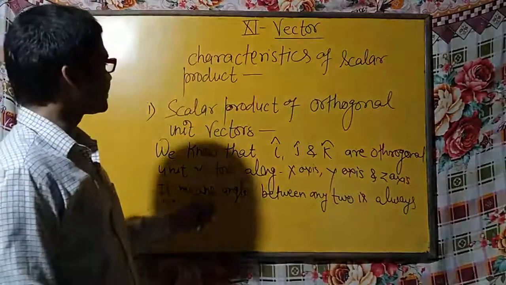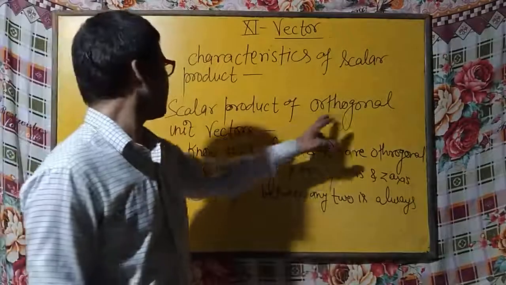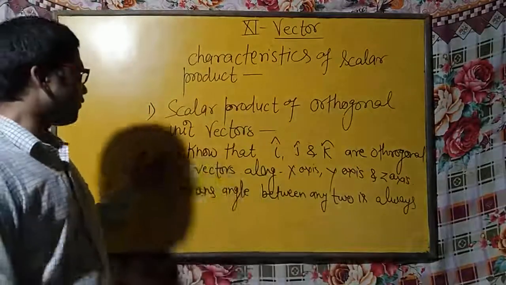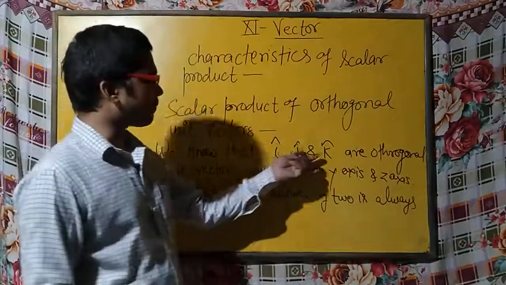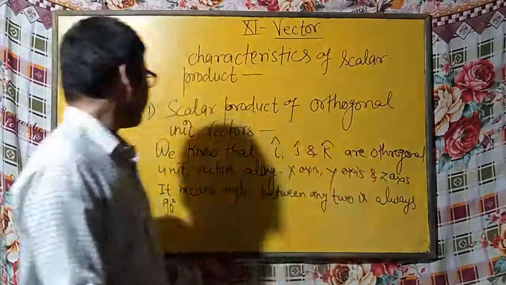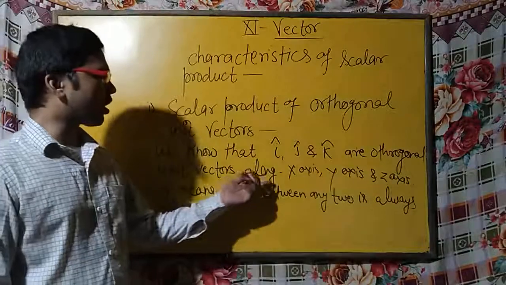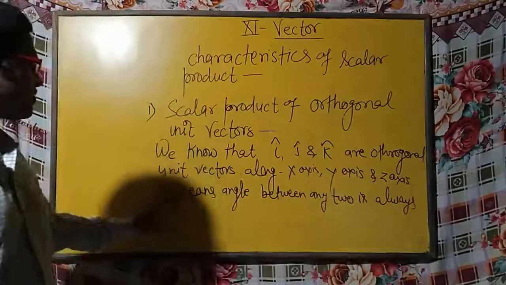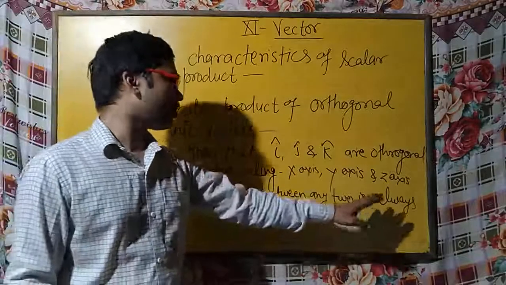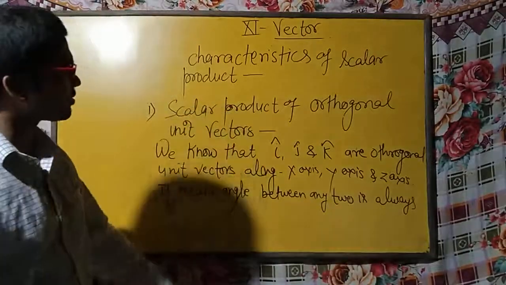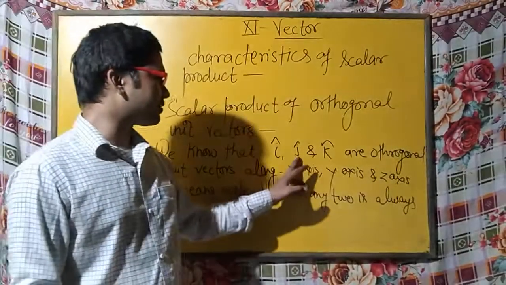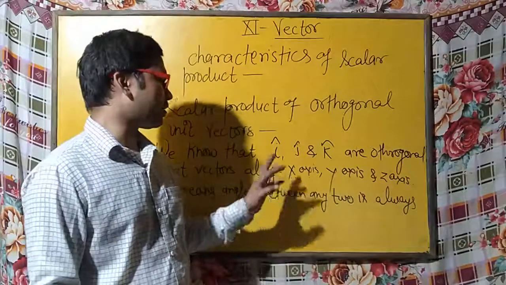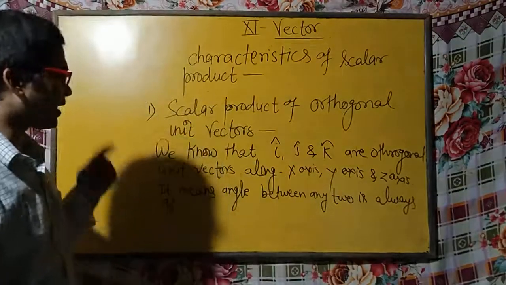So students, let's see the scalar product of orthogonal unit vectors. We know that i cap, j cap and k cap are orthogonal unit vectors along the x axis, y axis and z axis. It means the angle between any two is always 90. Any two means if you take any i j or j k or k i, it is 90 degrees, right?